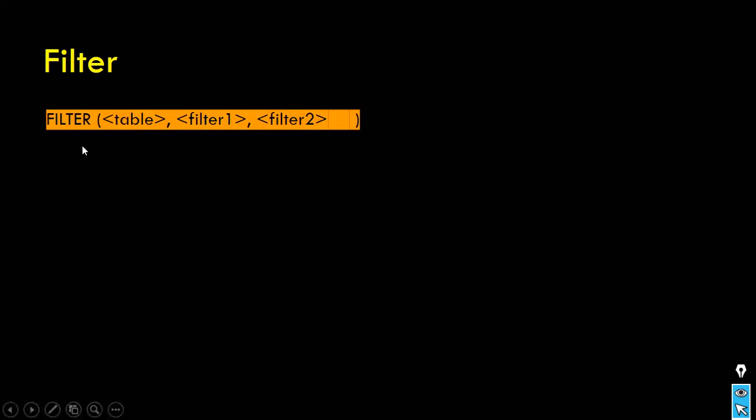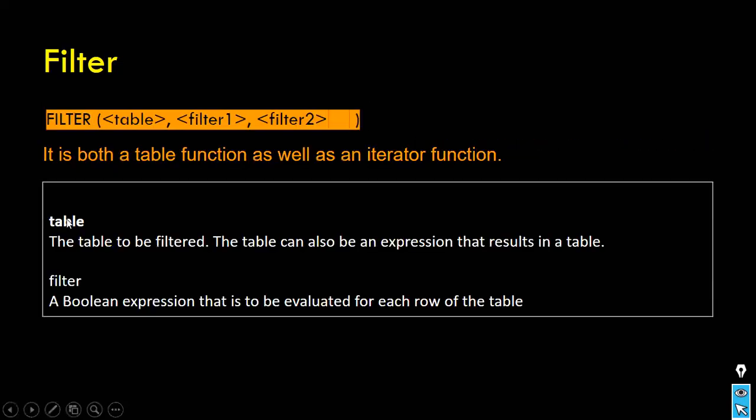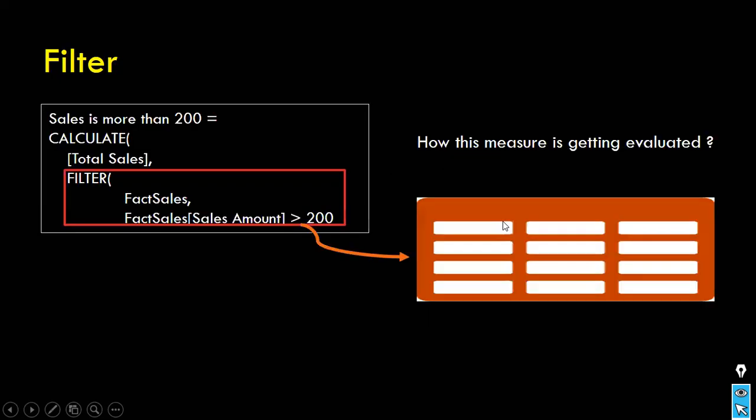At the same time, we generally use the filter function to reduce the number of rows to scan, because the filter also accepts different filter arguments, where you can reduce the number of rows that you want to bring back from your virtual table. The simple example: it creates a virtual table, and you need to remember that. The first argument is a table. You need to specify the table that needs to be filtered, which means the table from which you want to take the subset of the data. And then the next one is the Boolean expression, which needs to be evaluated for each row of the table. Hence, it has to iterate each and every row.